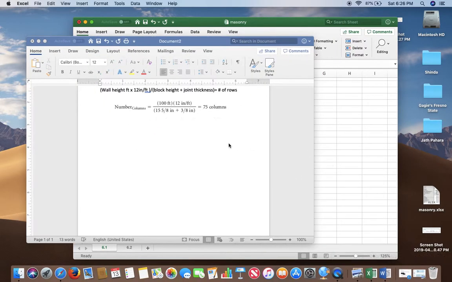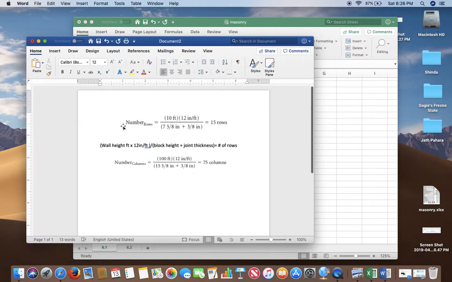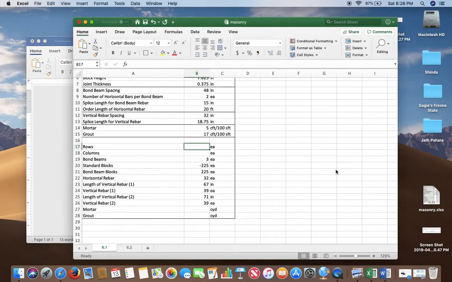I'll show you a formula for the first one to figure out the number of rows. Number of rows equals your wall height, whatever your wall height is, times your 12 inches per foot, and then you'll be dividing that by your block height plus your joint thickness. That will give you the number of rows if you were to do it by hand. But we'll be plugging it into the Excel sheet, and I'll show you how that's done.